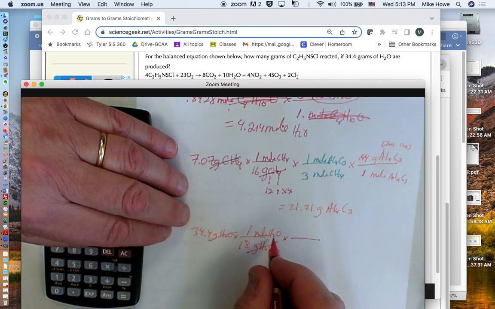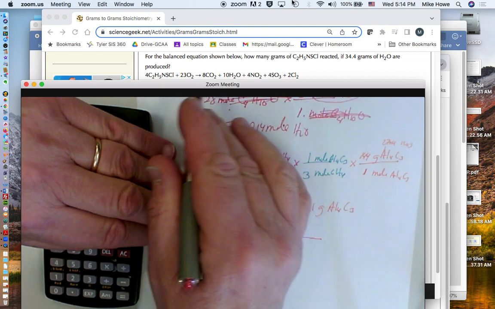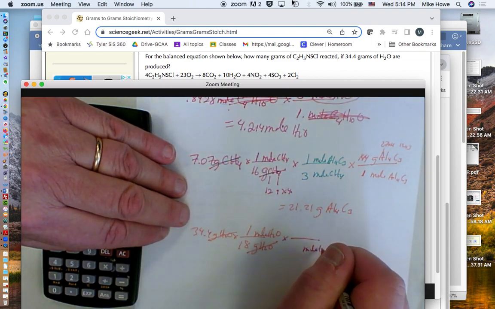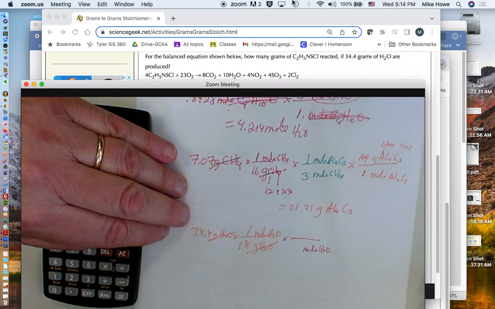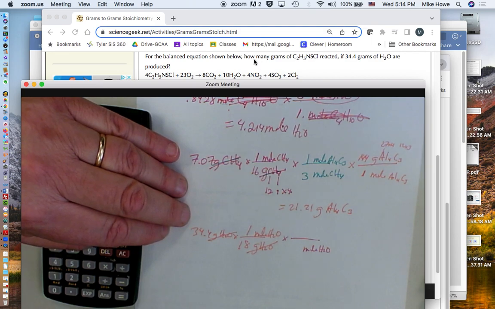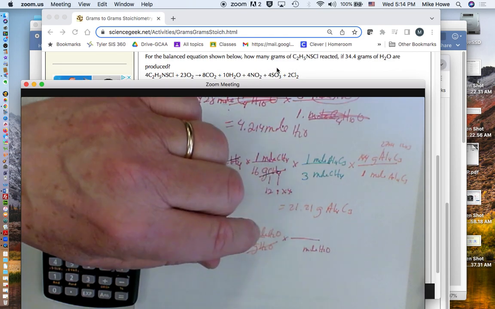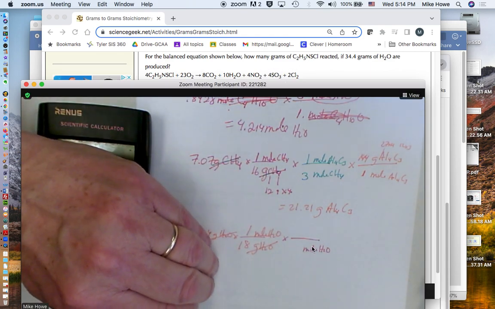So we change it to moles so that we can compare using the numbers in our equation up at the top. We know that moles of water go on the bottom. And on the top, we're going to put moles of what we're looking for. Now, once again, this can be a little confusing because it asks for how many grams. And normally you just put grams on top over here, but we need to find moles before we can find grams because we need to use the ratio from the equation, which only works with moles. So we're looking for grams of C2H5NSCl. So that's going to be this stuff here. And we have to find moles first.